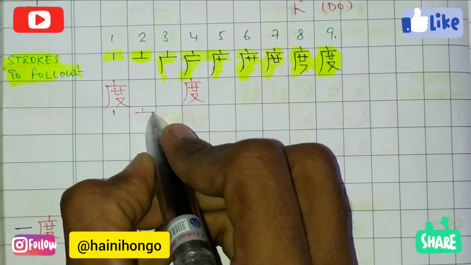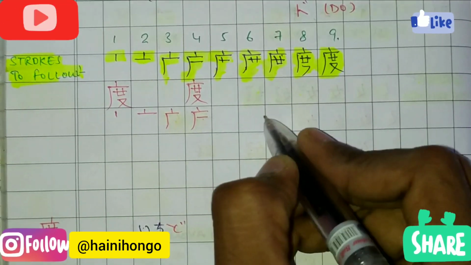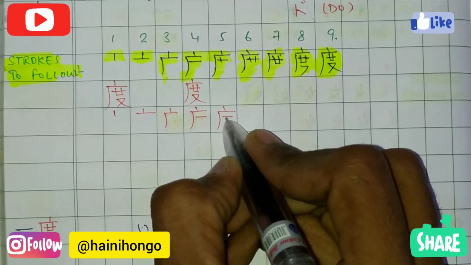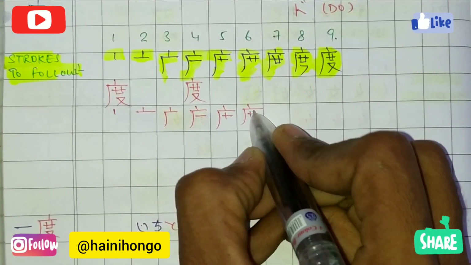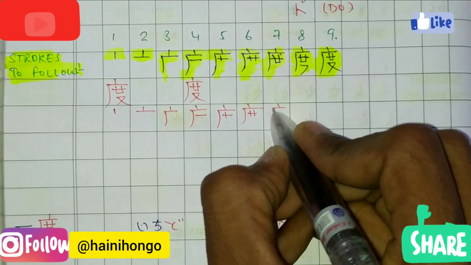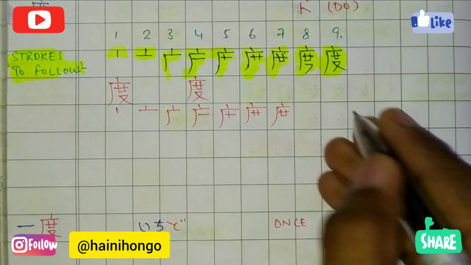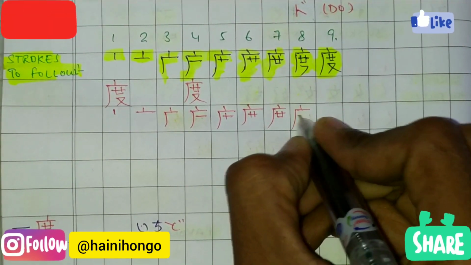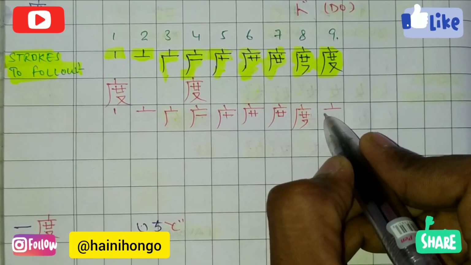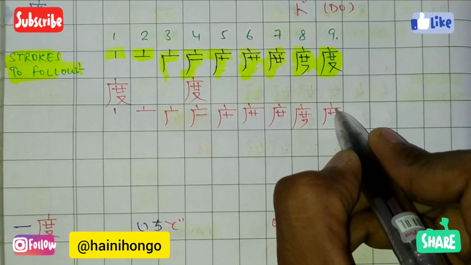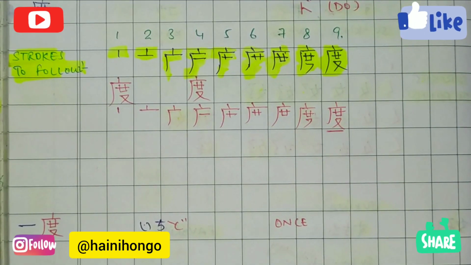1, 2, 3, 4, 5, 6, 7, 8, and the final one is 9. This is the final kanji which is having 9 strokes.